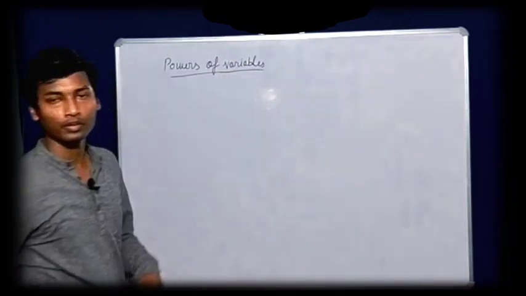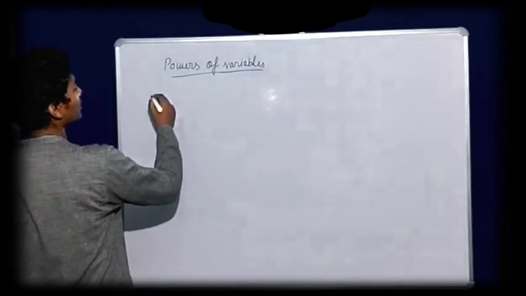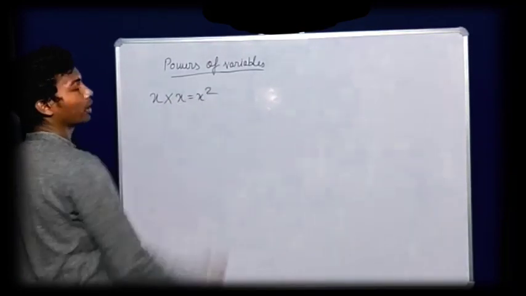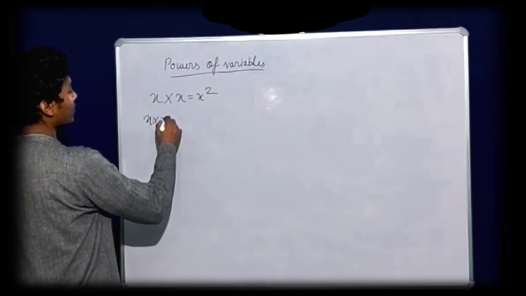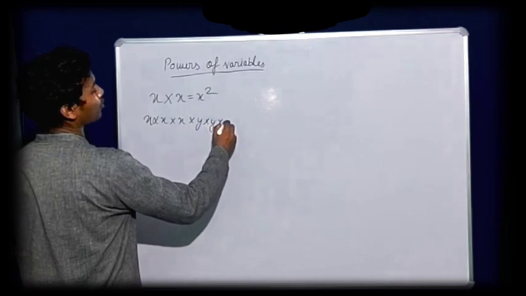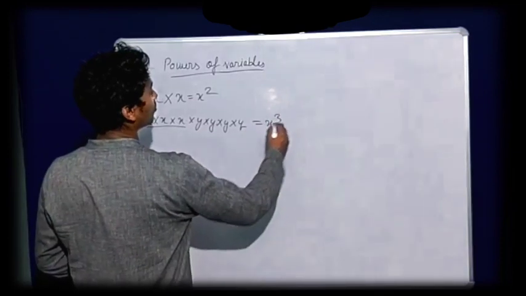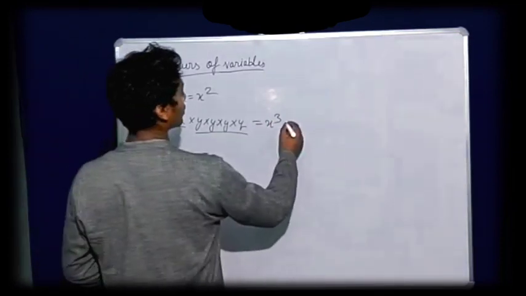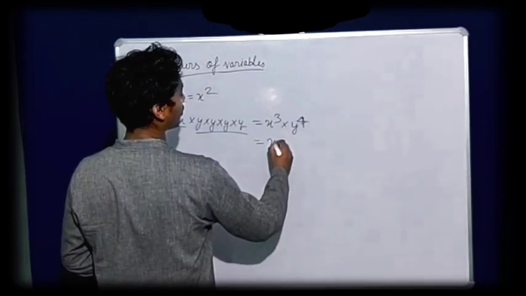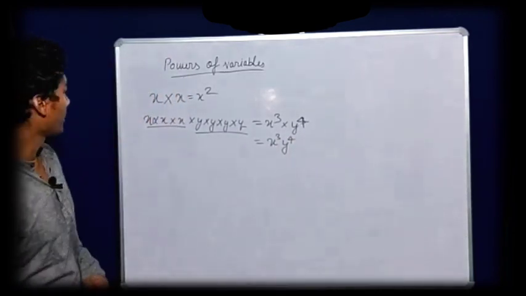Powers of variables. Now you have already learnt about the powers and exponents. So here in variables, even we'll have powers and exponents. If I multiply x times x, it will give us x square. If I multiply x times x times x times y times y times y times y, so here we have 3 x's, so x cube. Here we have 4 y's, so into y to the power 4, or simply we can write x cube y to the power 4, right?